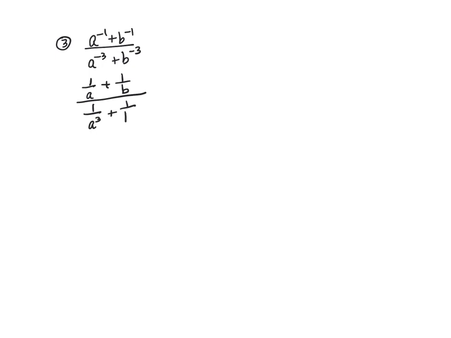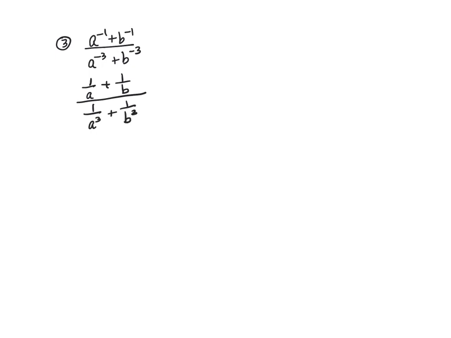All right, let's try another one. Number 3, a to the negative 1 plus b to the negative 1 over a to the negative 3 plus b to the negative 3. All right, so let's try to write this as a complex fraction. 1 over a plus 1 over b divided by 1 over a cubed plus 1 over b cubed.